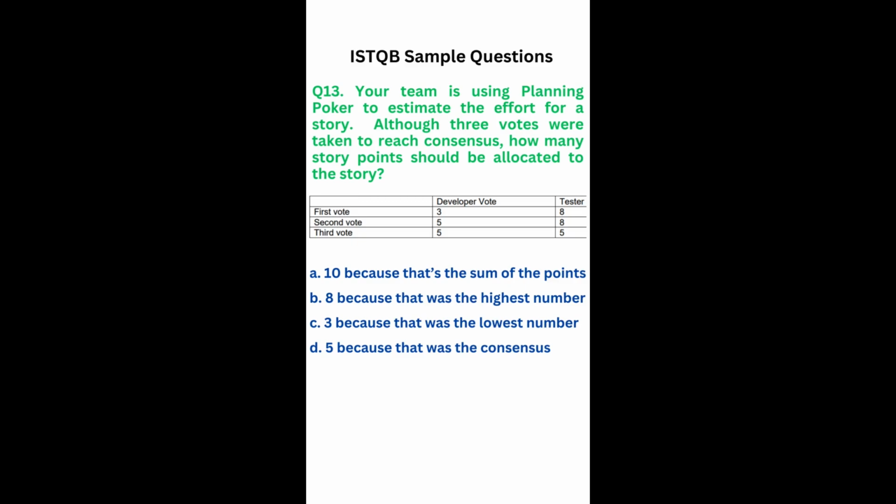Question 13. Your team is using planning poker to estimate the effort for a story. Although 3 votes were taken to reach consensus, how many story points should be allocated to the story? In this scenario, first vote, 3, 8. Second vote, 5, 8. Third vote, 5, 5.